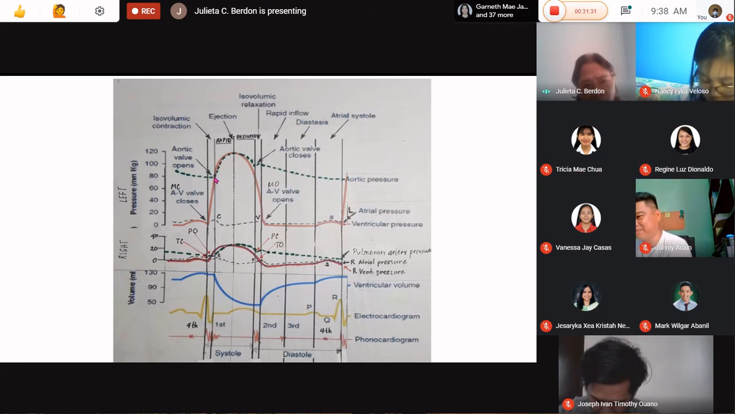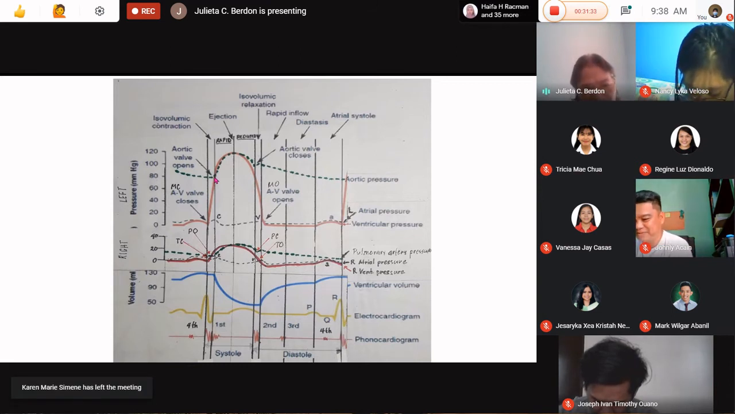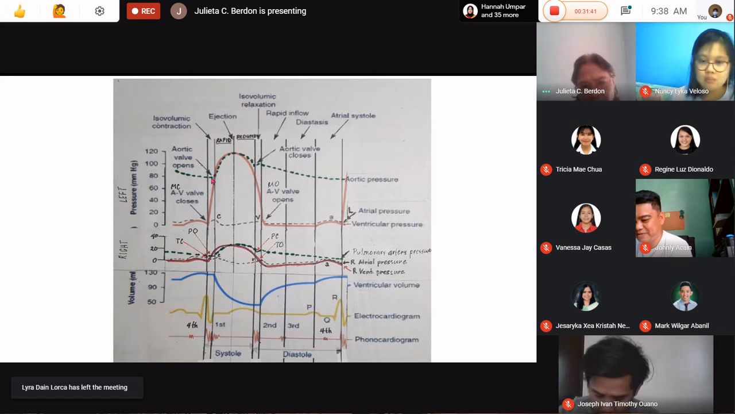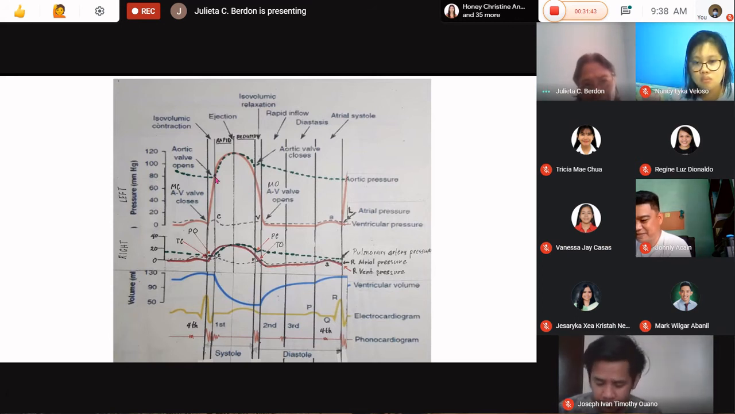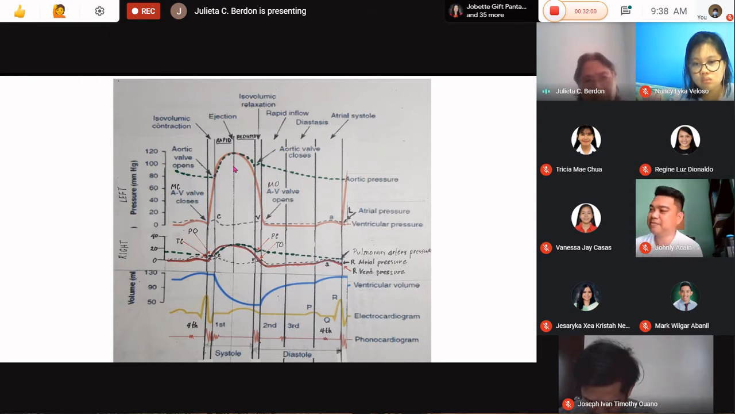That will now mark the end of your isovolumetric contraction, since there is now release of blood. The minute the aortic valve opens, blood will be ejected. That marks the end of your isovolumetric phase and the onset of the rapid ejection phase. So there is rapid outflow of blood from the ventricle. Clear?